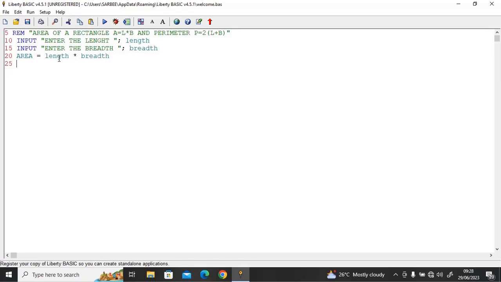Then the perimeter also. You can pause the video and try it on your own. Perimeter is equals to 2 open bracket length plus breadth, right? That is what the formula says. But this will not work. Why? Because we know that between 2 and the bracket is times, but we have to explicitly state it to BASIC that it should be times. If not, BASIC will throw an error to you. So you just put times there.